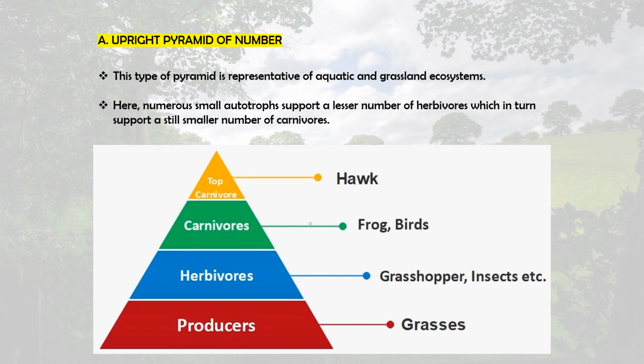This ecological pyramid has a broad base, which gradually decreases towards the apex, and it's always upright in the grassland and aquatic ecosystem only. We will see this type of pyramid, and it's important to note: aquatic and grassland ecosystem only.